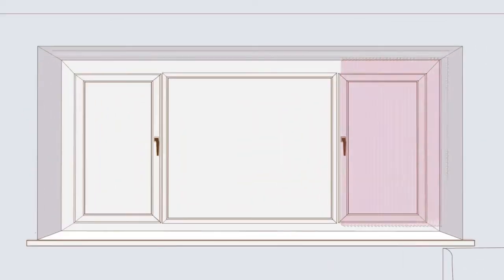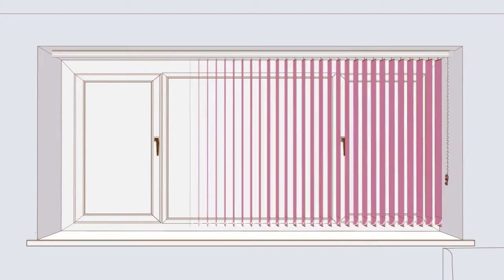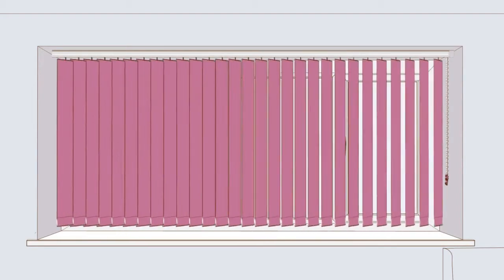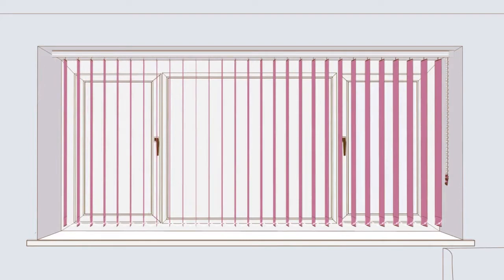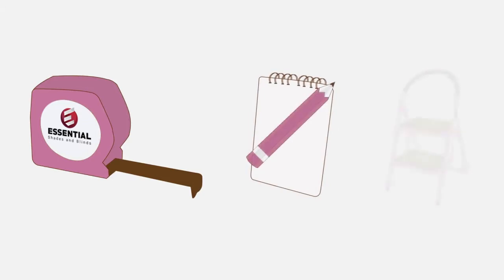This video explains how to measure for vertical blinds. You will need a steel tape measure, which is generally more accurate than a wooden ruler or a cloth tape measure, a notepad and a pencil. You may need a step ladder.